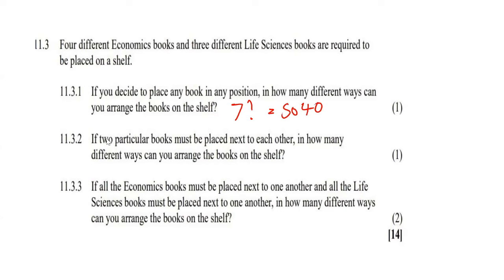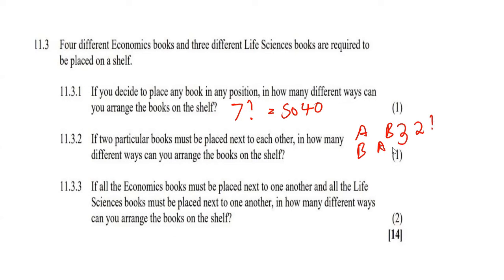Then 11.3.2 says if 2 particular books must be placed next to each other, in how many different ways can you arrange the books on the shelf? Now they're saying certain books here need to be placed next to each other. So let's say we name the books book A and book B, right? We know that there are 2 factorial ways in which those books can be next to each other. It can be in the form of AB or BA.